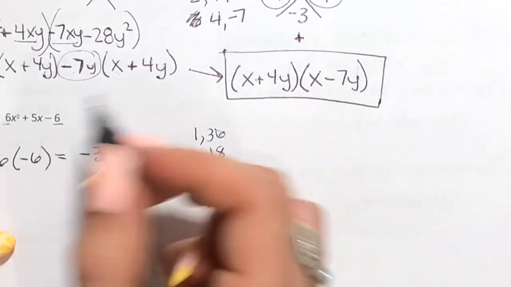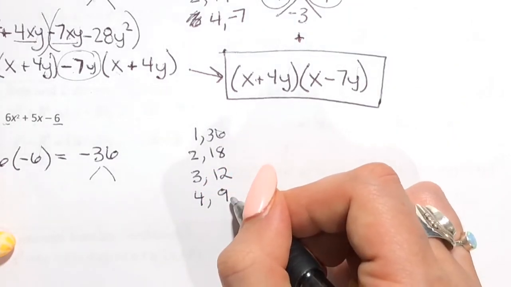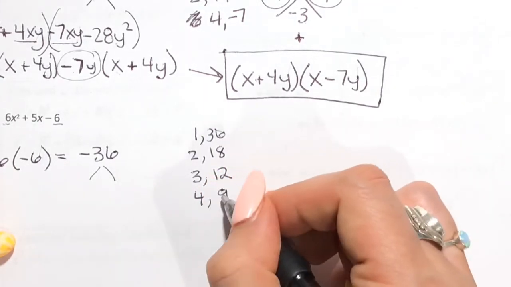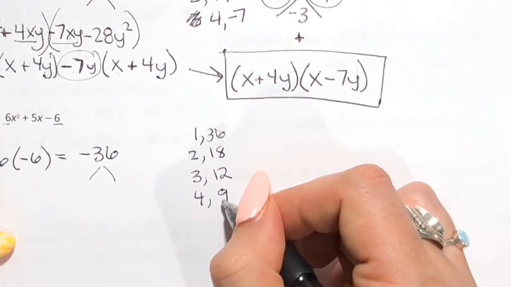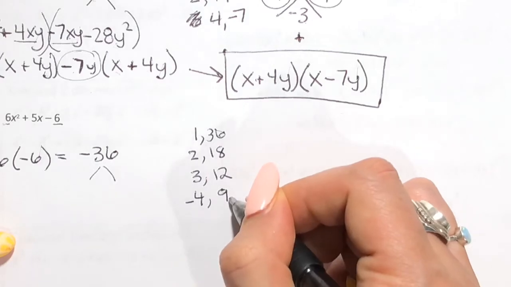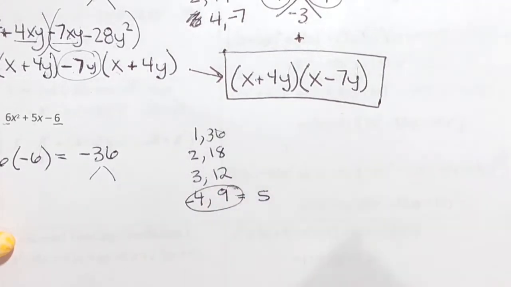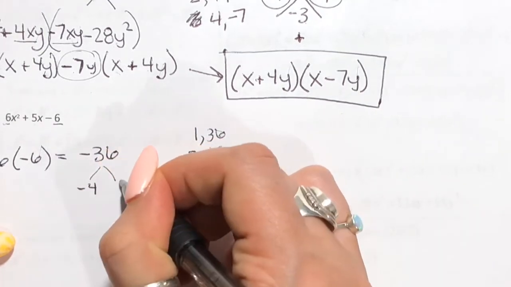This is a positive 5. So which one do I want to be negative so that I can get a positive 5? If I do 4 and negative 9, if I add those together, I get a negative 5. But if I do negative 4 and positive 9, that is going to equal 5. So that's going to be our pair right there. Negative 4 and positive 9.